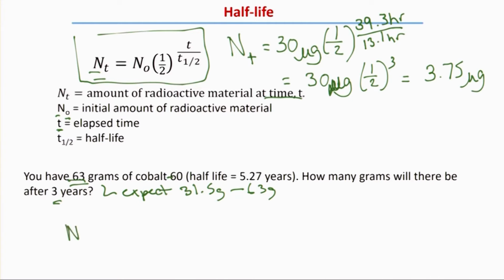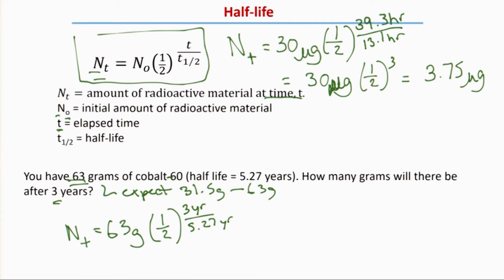So N_t, the amount at time t at 3 years, is what we are solving for. Our initial amount is 63 grams. And the rest of this we're going to plug in there. 1/2, and then the number of half-lives is t, so this is 3 years, and the half-life is 5.27 years.